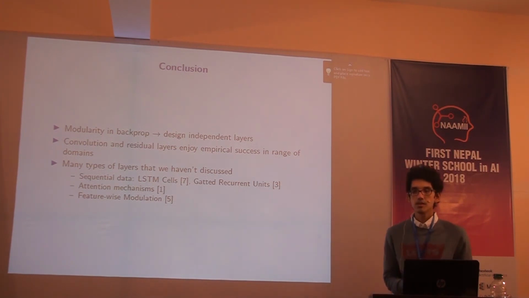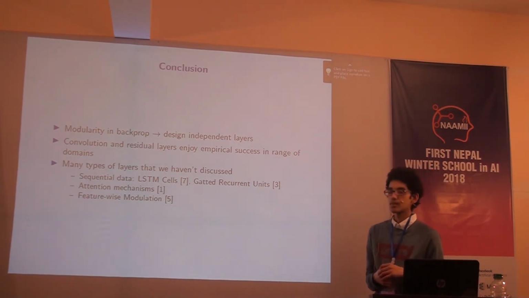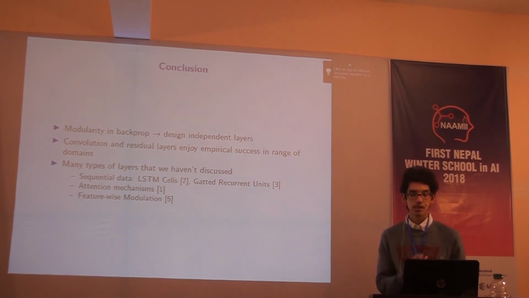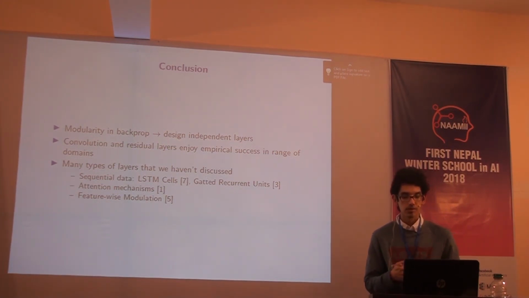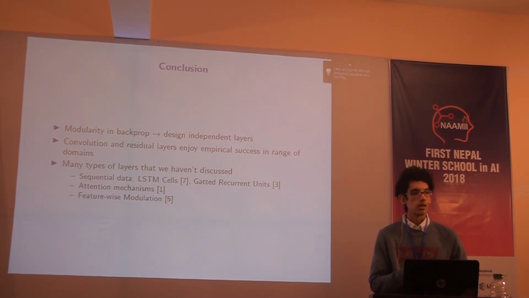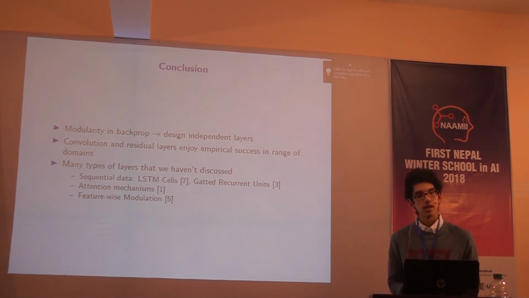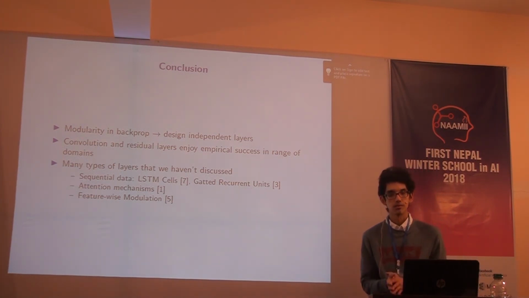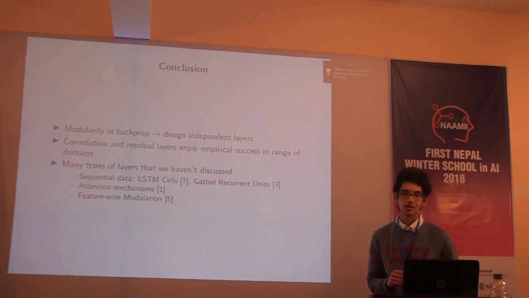I didn't really get a chance to talk about these other layers, but these are very important, especially if you're doing something sequential, right? Attention, LSTM cells, gated recurrent units. Whenever you're working with text or language data, these are useful. And feature-wise modulation is an idea for when you want to work in settings where you want to introduce some sort of external conditional information. But this is more just so that you know that they're out there, other kinds of layers that are not as common, but in particular settings can be very useful.